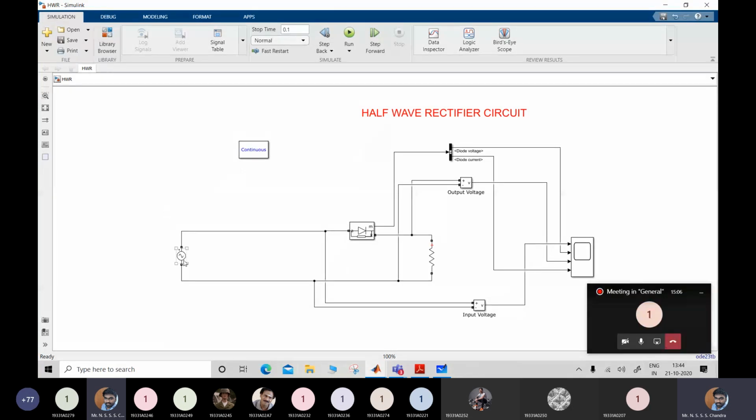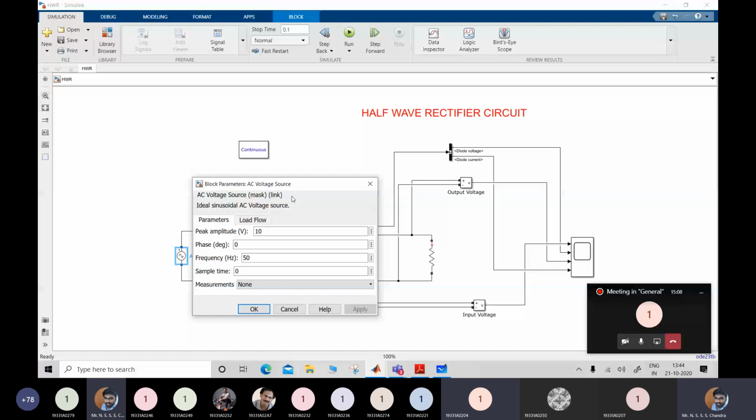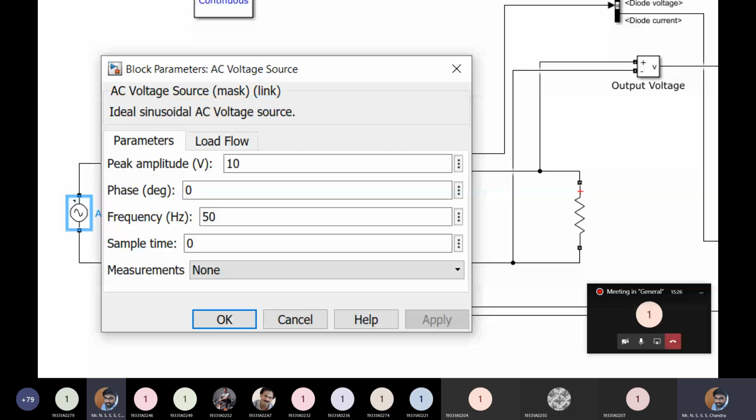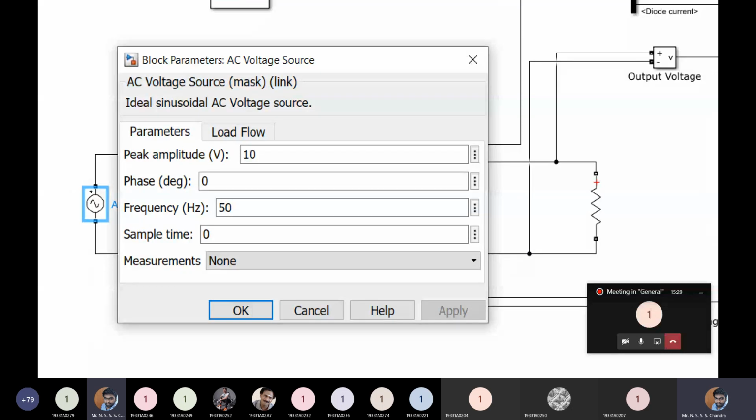Okay, now you have got the new block parameters, right? What are the parameters you are seeing? Peak amplitude, phase, frequency. What's the value? Can you read the values now? Amplitude 10, peak volts. So the peak is 10.